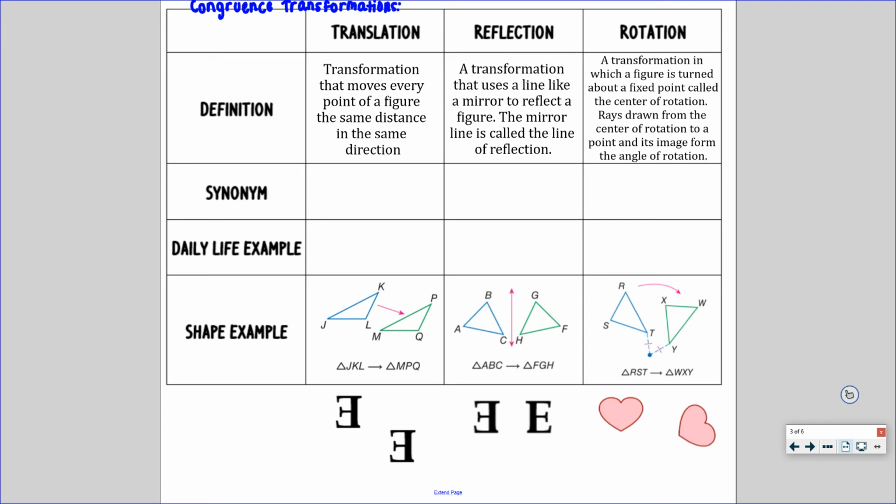Okay, the first one. Have you heard of a translation before? Yes. Okay, I see one guess and nobody else responded. Thanks, Gwen. A translation is a transformation that moves every point of a figure the same distance in the same direction. The synonym for this is a slide.